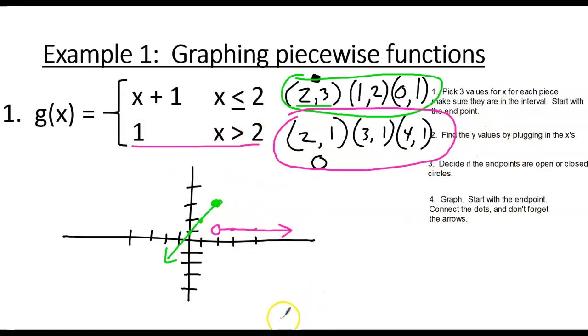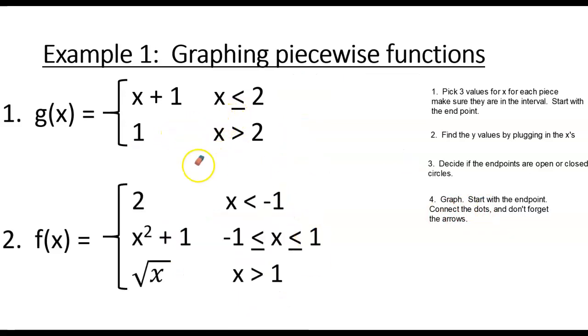So just to review the steps again real quick: pick 3 x values for each piece, make sure they're in the interval, and start with the endpoint. Find the y values by plugging in the x's. Decide if the endpoints are open or closed circles. Step 4, graph it. And when you do, you start at the endpoint and connect the other dots, and don't forget the arrow. Okay? So we're going to repeat those steps for this next one as well.